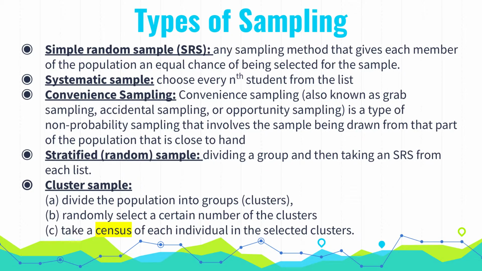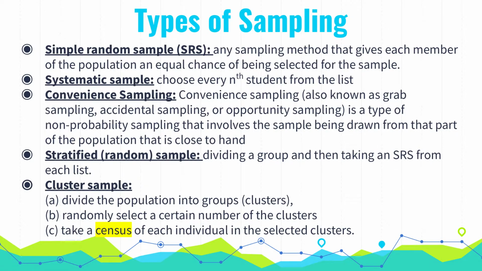Convenience sampling, also known as grab sampling or accidental sampling or opportunity sampling, is a type of non-probability sampling that involves the sample being drawn from that part of the population that is close to hand. So, for example, if you were trying to do a study of people at lunch and you decided to just ask the people that sit at your table, that is an example of convenience sampling. This type of sampling does not give a true representation of the population.